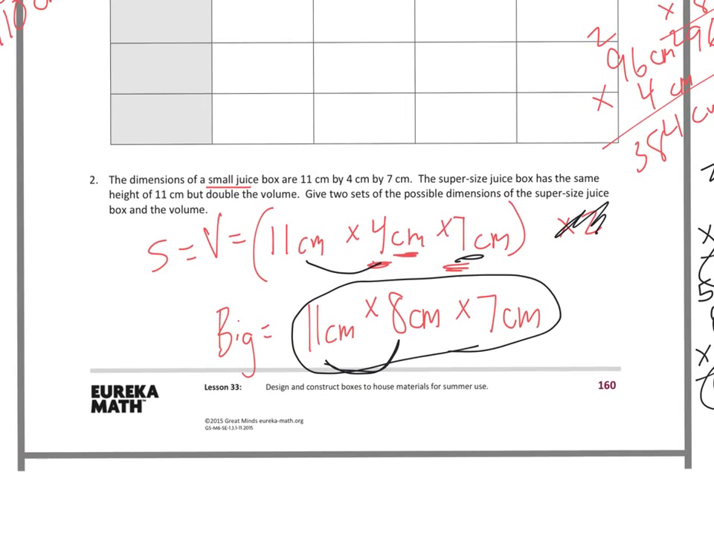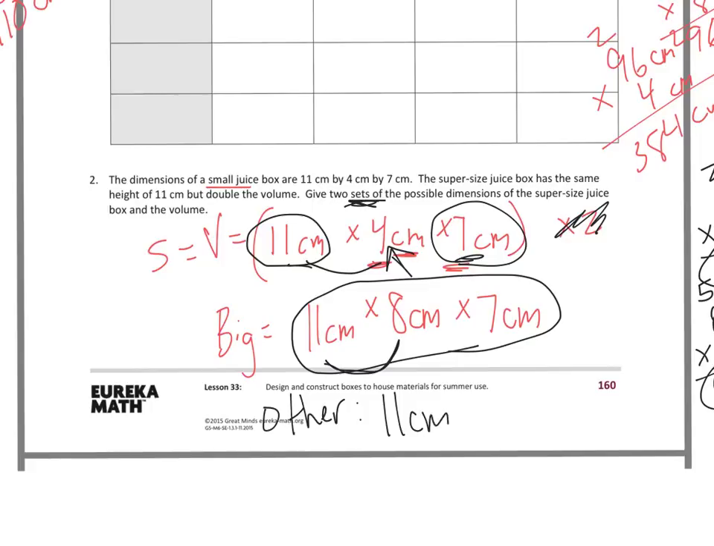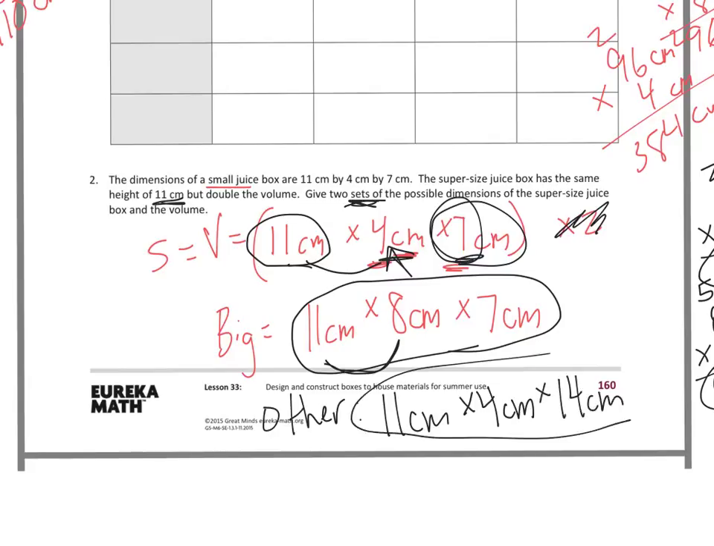Now because it's asking me for 2 sets, I kept this one the same and this one the same and doubled this. For my other possibility, I still need 11 because it told me that it had to be 11. I'm going to go back to the original 4. And now I can double this 7 to make it 14. So that's another set of dimensions that would work, because when I double, I'm just multiplying one of the dimensions by 2. So those are 2 different sets.